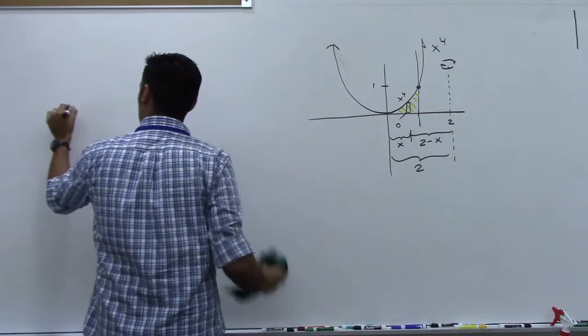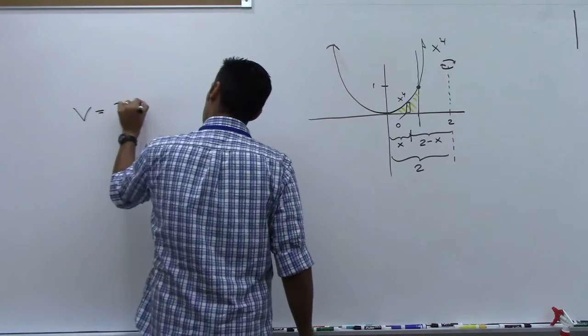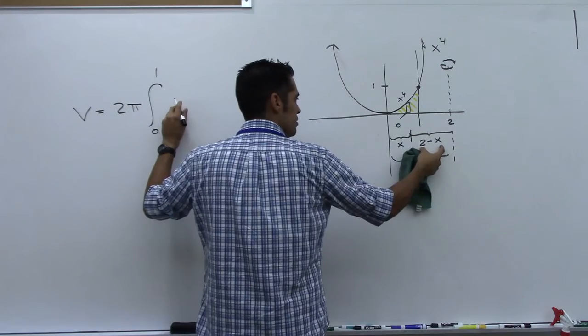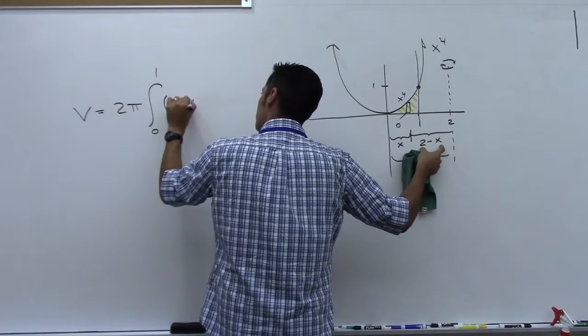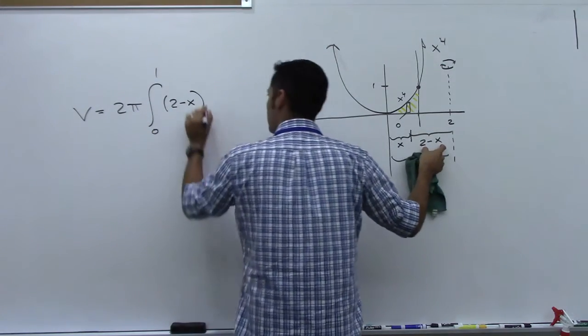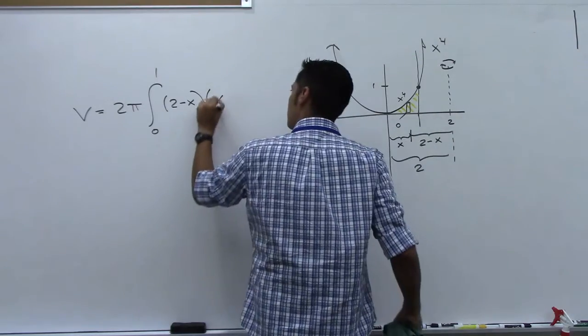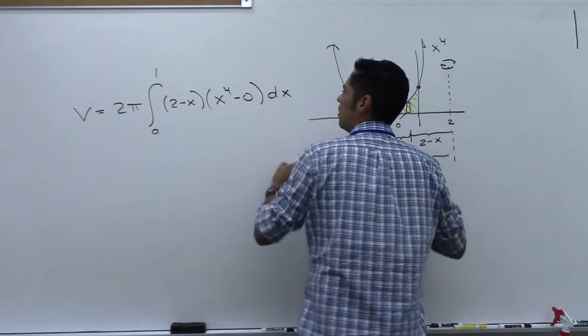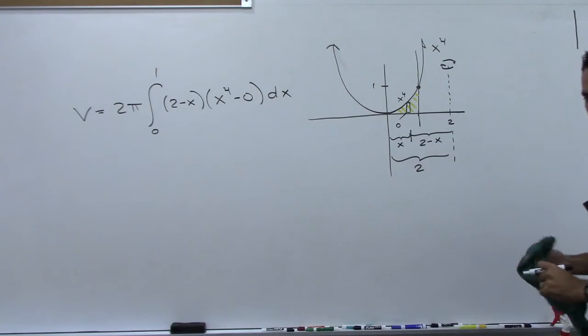So I get volume equals 2 pi integral 0 to 1. The radius is this right here. Put it in parentheses because it's a single factor, 2 minus x, times the top function, x to the 4th, minus the bottom function, 0, dx. Multiply it all out, integrate, you're done.